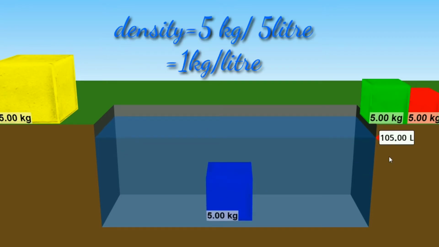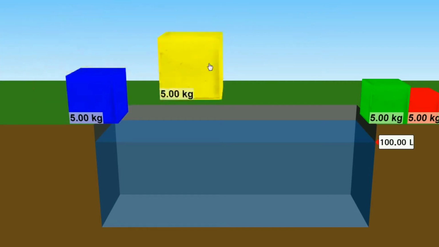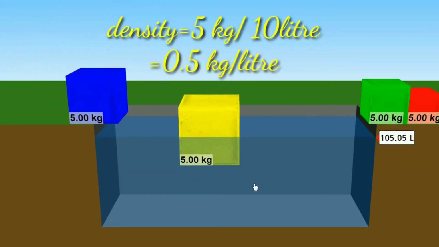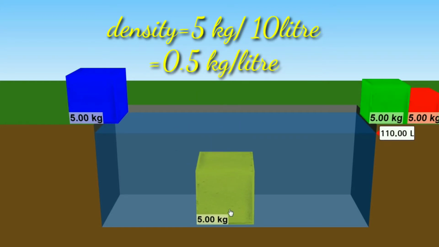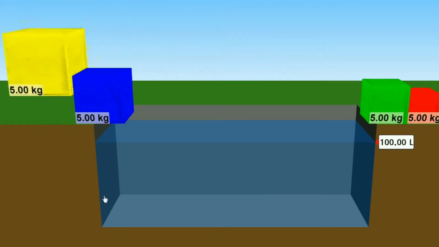Mass of this blue block is 5 kg and volume of this blue block is 5 liters. So its density is 1 kg per liter. Mass of this yellow block is 5 kg but its volume is 10 liters. So the density of this yellow block is 0.5 kg per liter.